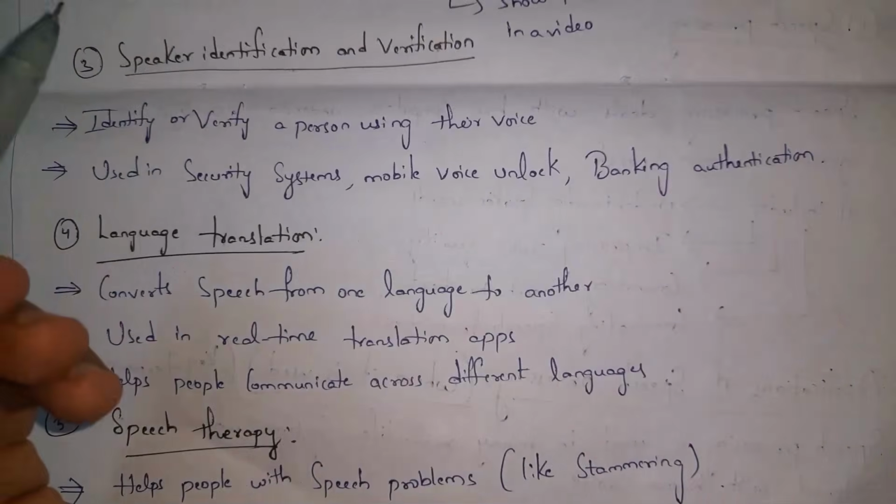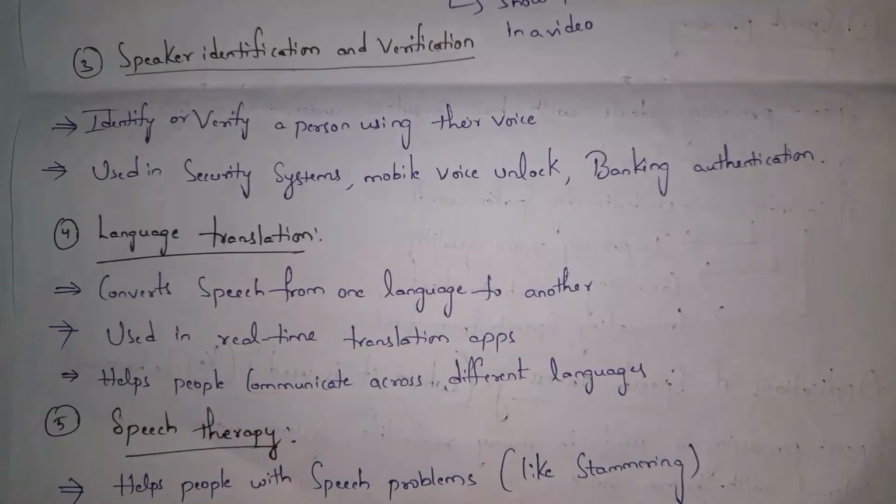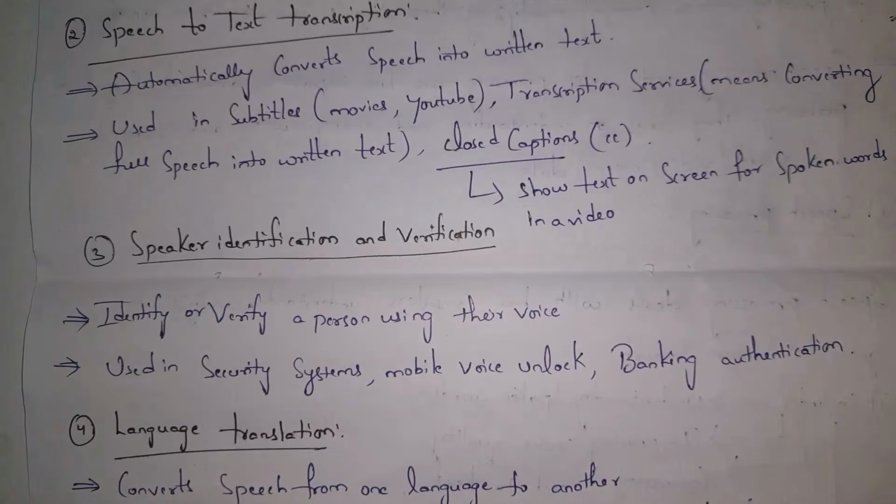For speaker identification and verification, we need speech processing. Yes, for example, if you want to identify and verify a particular person based on voice, we need to use speech processing. So we use speech processing in security systems, mobile voice unlock, and also banking authentication.